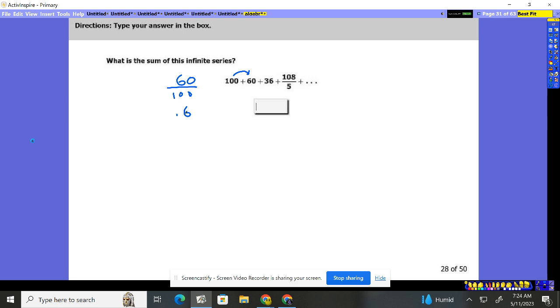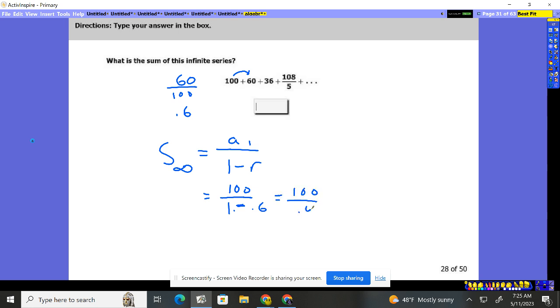So the formula for the sum all the way to infinity is your first term over 1 minus r. Very simple formula. So first term is 100, over 1 minus 0.6. So it's 100 divided by 0.4. And 100 divided by 0.4 is 250. So the total sum of this infinite series is 250.